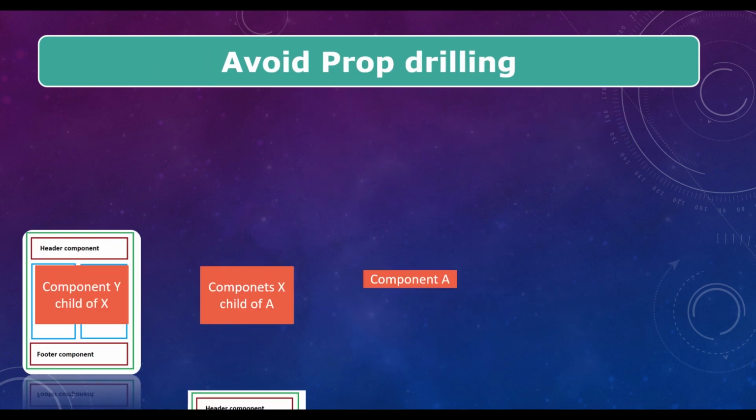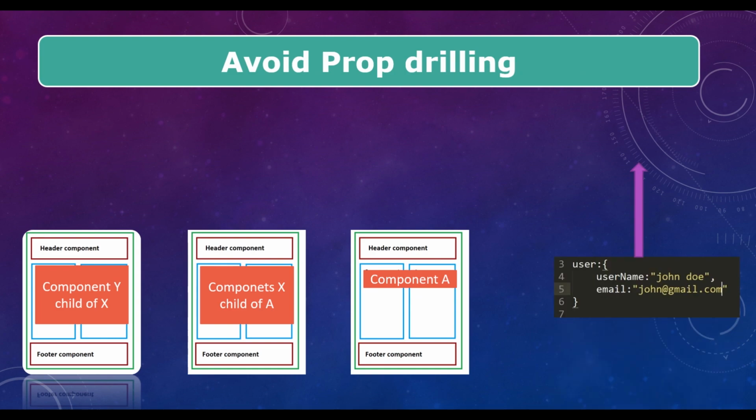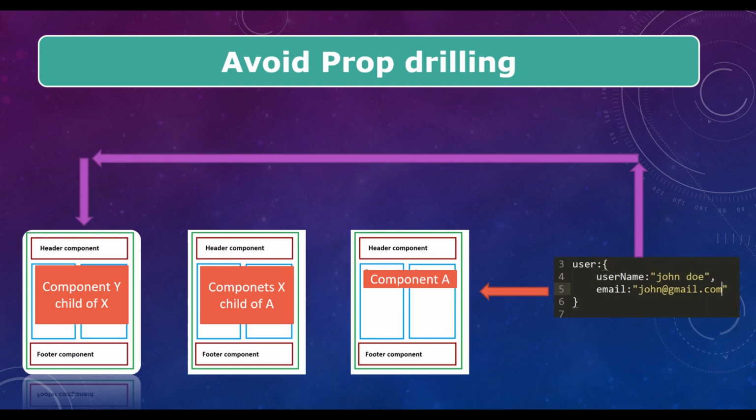Now, Pinia also spares us from prop drilling. Prop drilling is a process where you need to pass data to a component, and then you have to travel through other components in order to reach the component that needs the data. You can see right here on the image, we need to pass the data to component Y. We travel through component A, then we pass the data to the child of component A, which is X, and then pass the data to the child of component X, which is Y. And that's what we call prop drilling.